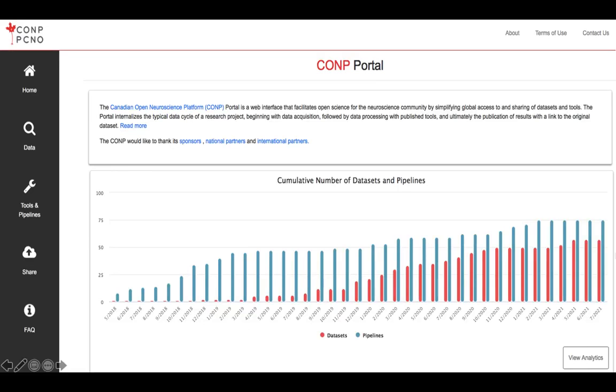At this point, the CONP portal provides something approaching 75 different analytic tools. This is a change in clock ticking in months, so you see that there's a steady increase in the number of tools available, and in red the number of data sets available, which are up to about 50 data sets, and these are increasingly growing every month now.